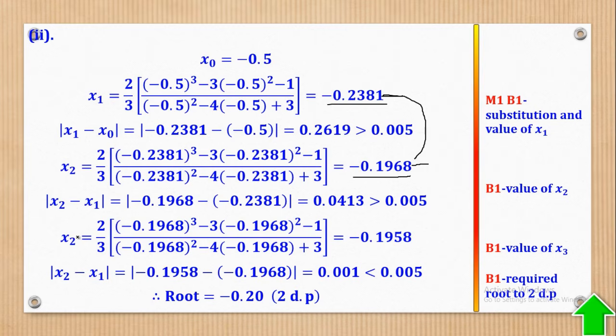So you go on to x3. When I go to x3, I'll now compare x2 and x3. Now when I round off these to two decimal places, it is negative 0.20, and this one to two decimal places, it is negative 0.20. Now these are the same when rounded off to the required accuracy.